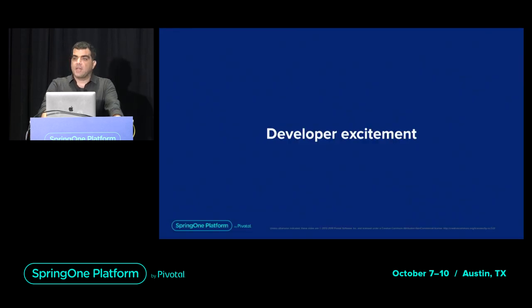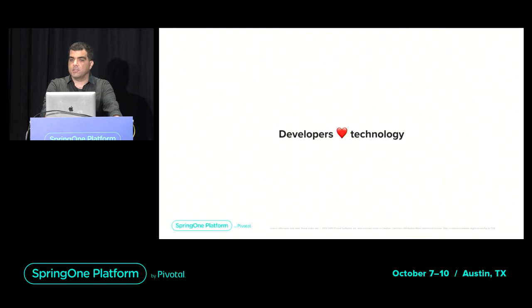Number 4 is development excitement. Look, developers love technology, right? We all love technology. That's why we came here to SpringOne. We also love to explore new technologies.